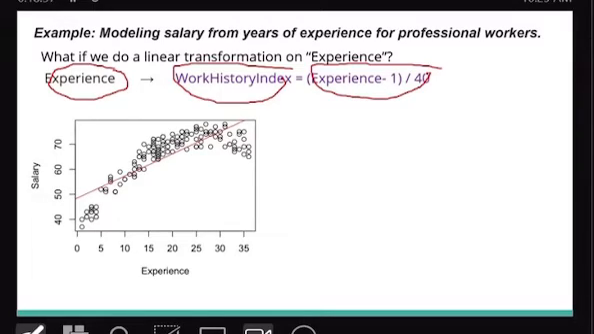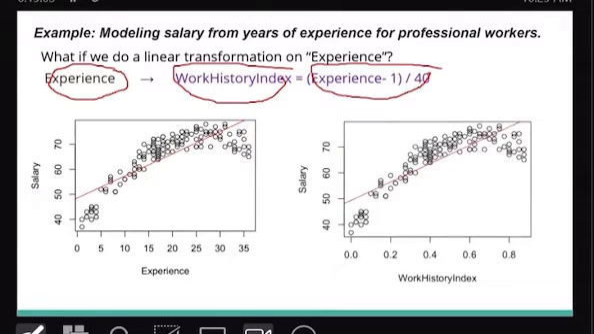What I'm doing there is experience minus 1 divided by 40. That's a linear transformation, right? But if we now want to argue that instead of using experience in this model, you use the work history index instead, that doesn't change the information. Let's see. Look at that. Is there any change in shape?